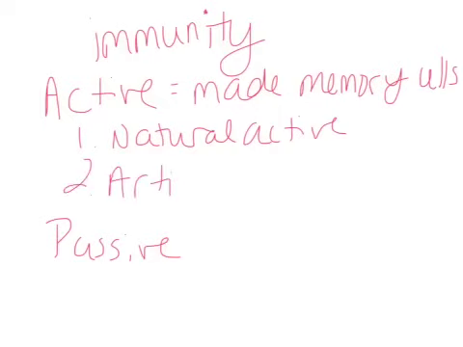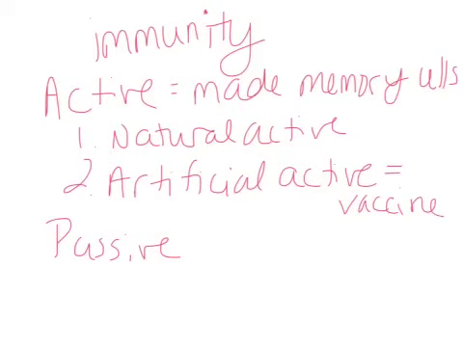Artificial active immunity, that's your vaccine. I've been given an inactive pathogen, or pieces of the pathogen, which is strong enough to make me make memory cells. So I didn't actually have to get the disease. I just had to be exposed to the pathogen, and I've made the memory cells, and so that's given me immunity. So it's artificial immunity because I didn't actually get the disease. In passive immunity, the memory cells are given to me.